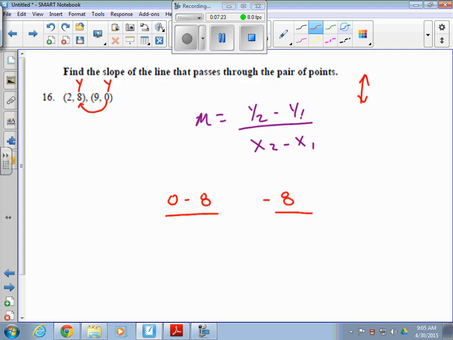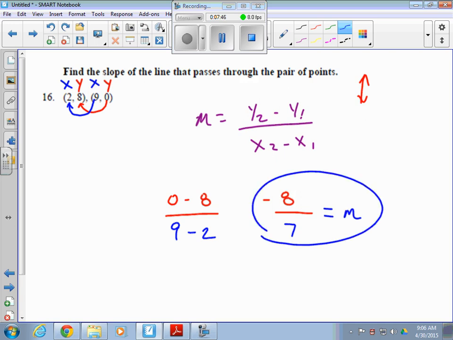Over your x values. Remember, this one's x and this one's x. If you go from right to left, you've got to go from right to left again, meaning you've got to go from 9 and subtract 2 from it. If you go the other way, you've got to go the other way both times. 9 minus 2 gives you 7. There's no number that goes into 8 and 7. Therefore, your slope value for this one is negative 8 over 7. Again, if you label them and plug them into the formula, you'll get the exact same value.